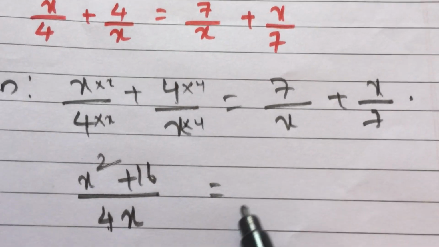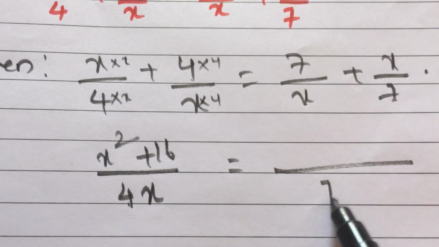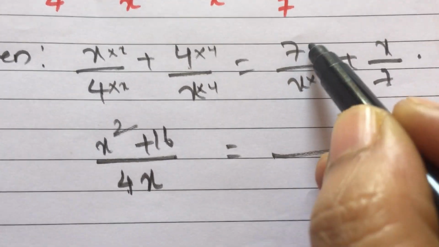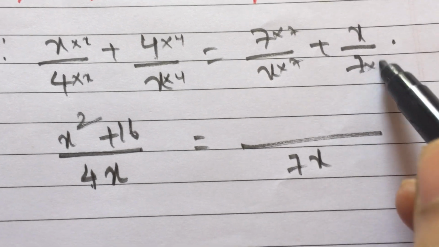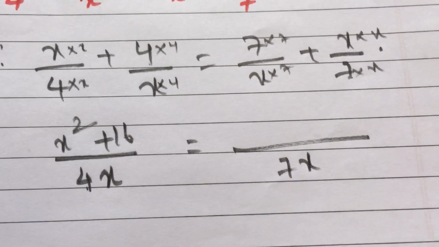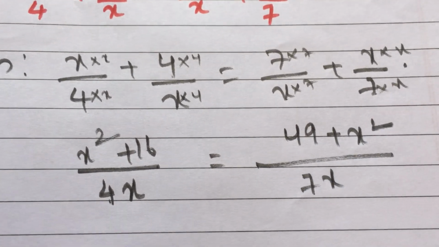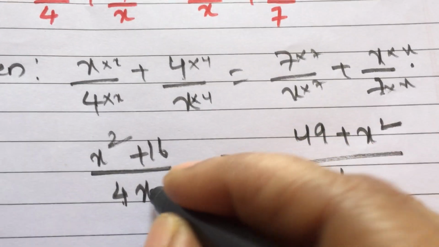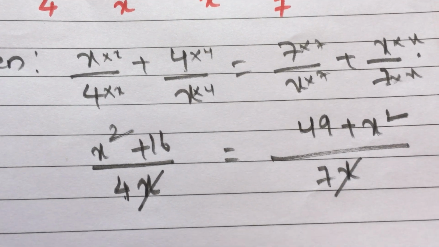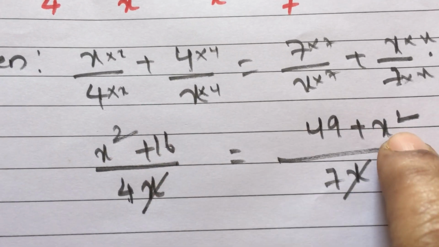Similarly over here, this is 7x. So this will be x into 7 into 7. Here already 7 is there, into x into x. So this becomes 49 plus x square. Now the x terms from this side can be cancelled. But you can't cancel this x square and x square.